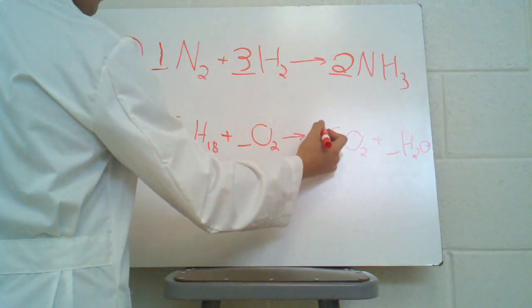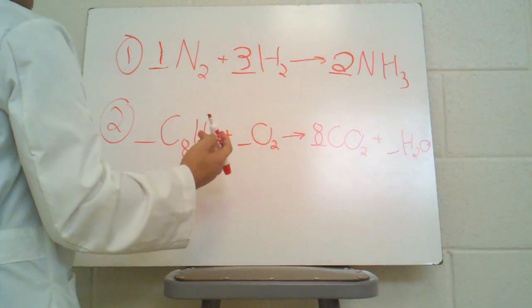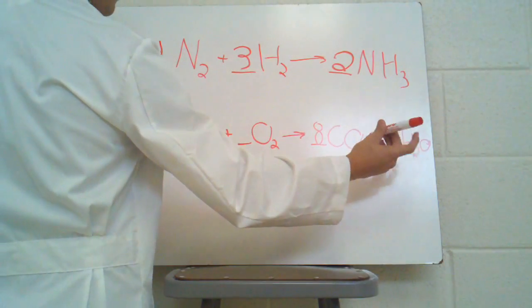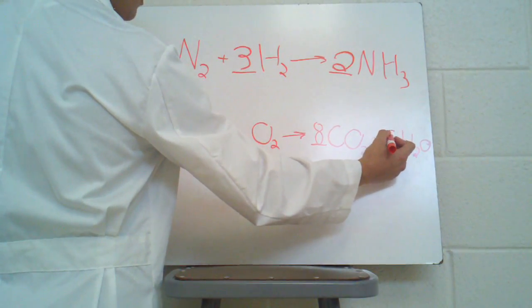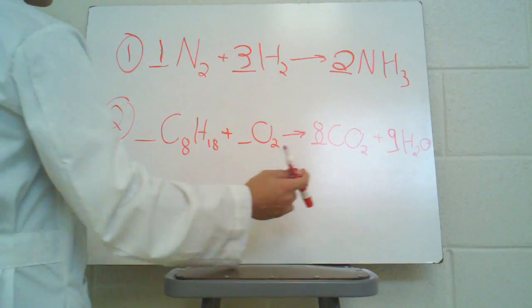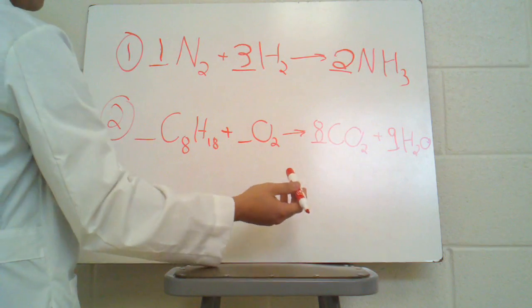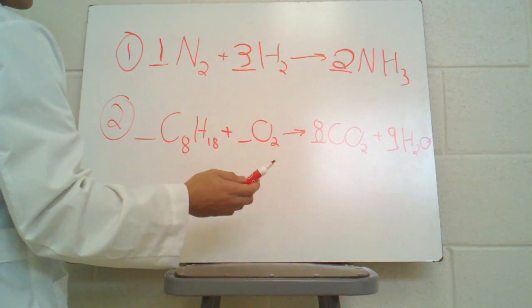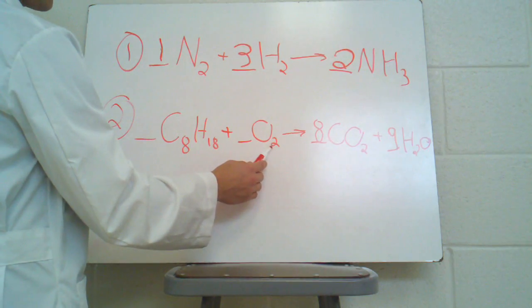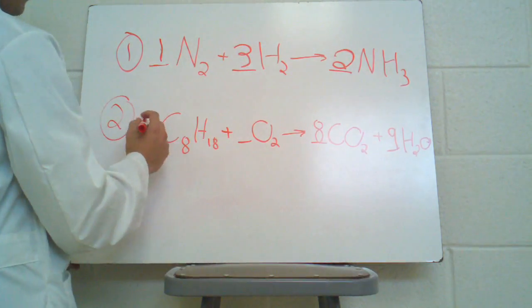So since there's 8 here, we're going to put 8 here also. Now, we're going to balance the hydrogens. There's 18 here, so we're going to do 9 times 2 to equal 18. Put a 9 right here. Alright, the only problem with this is, if we have 9 oxygens, that's going to be an odd number. And the only way to balance the oxygens is if we have an even number because of this 2 right here. So we're going to have to double everything.